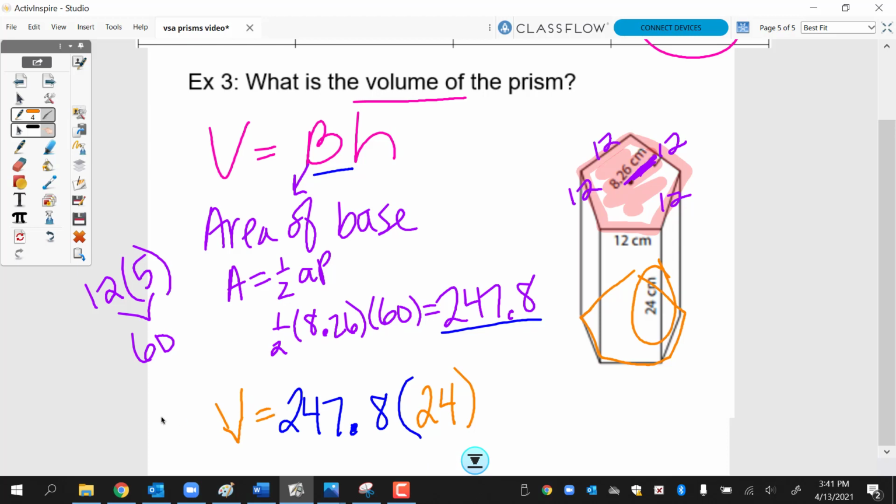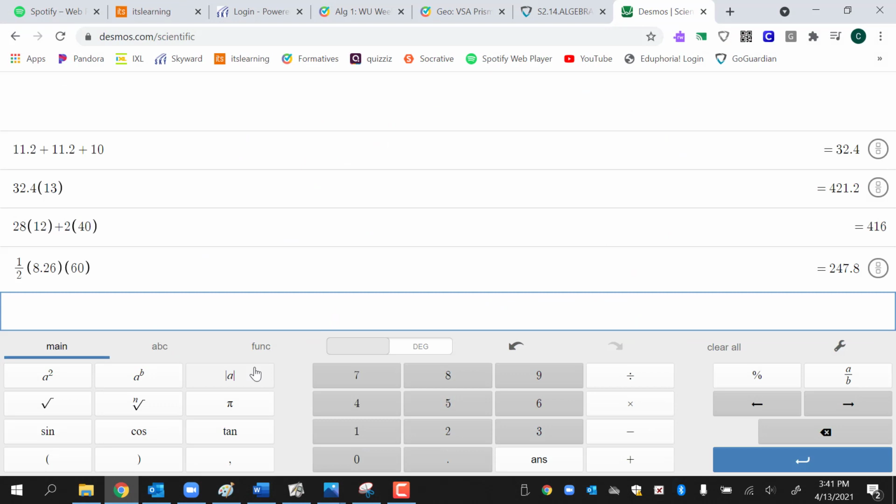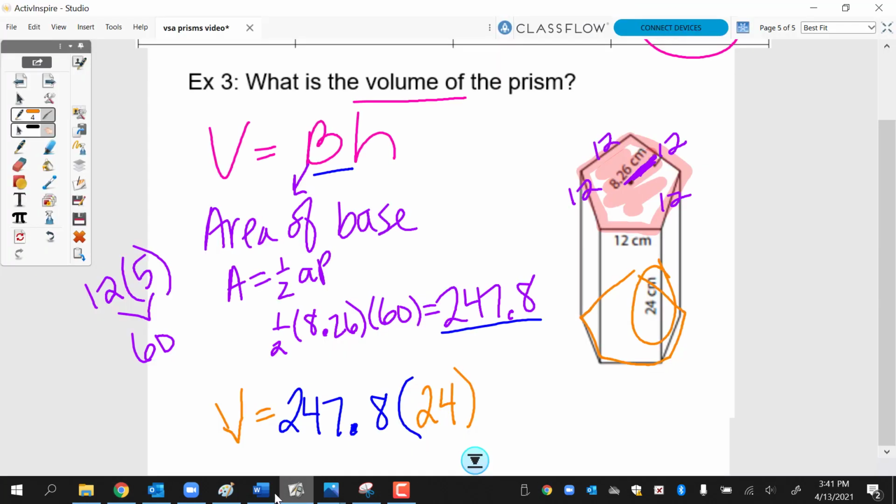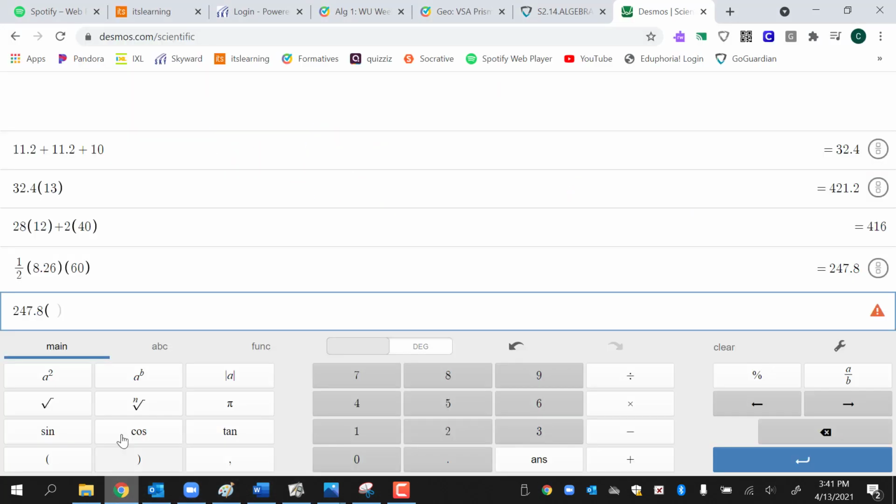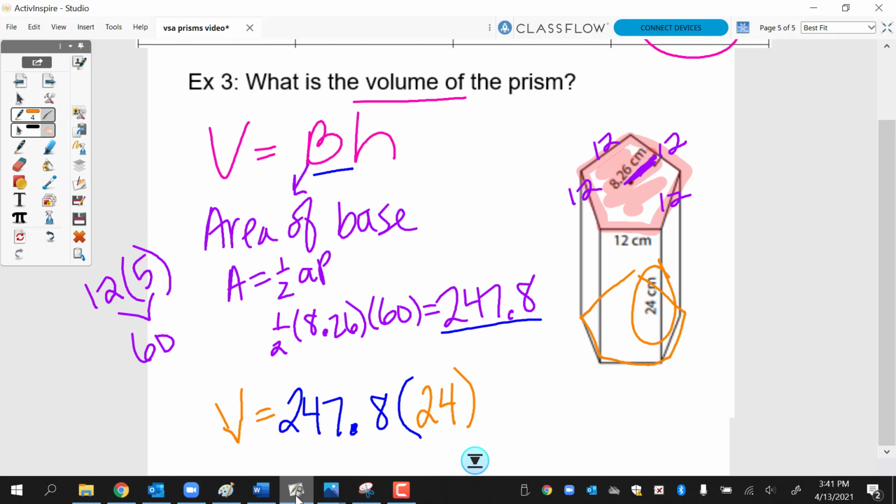Here we go. So I gotta type that in the calculator. So 247.8 times, what was it, 24, times 24, 5947.2. So that is my volume. I already forgot, 5947.2.